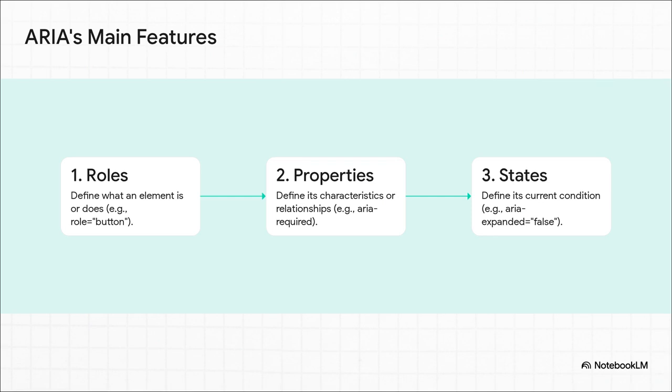ARIA does this in three main ways. First, you have roles, which tell the browser what an element is, like saying this div has a role of button. Then you have properties, which describe its features, like aria-required true on a form field. And finally, you have states, which describe its current condition, like aria-expanded false on a menu that's closed. Roles, properties, states. Together, they paint the full picture for assistive tech.